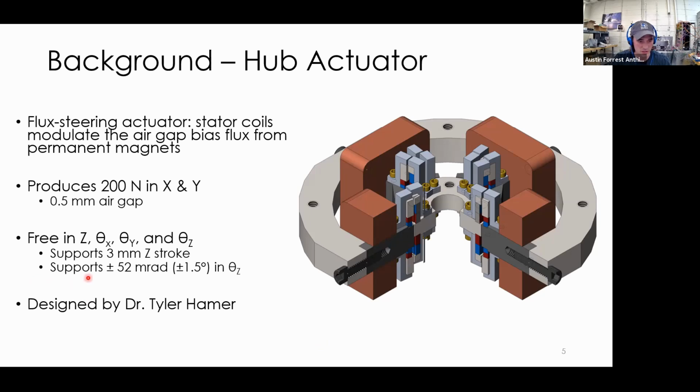Another interesting feature of our specific actuator is that the requirements specified a very large Z and theta Z stroke compared to only a 0.5 millimeter air gap in X and Y. So that was an interesting design feature that Tyler had to deal with.